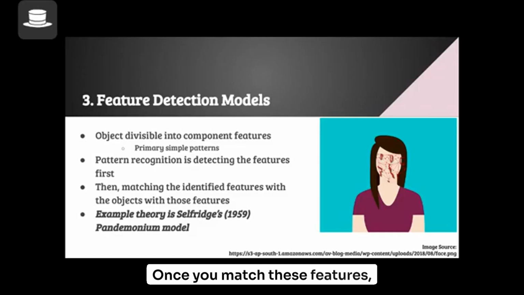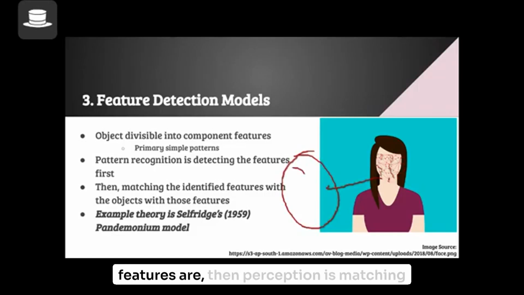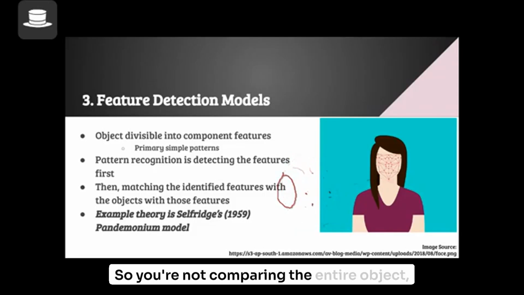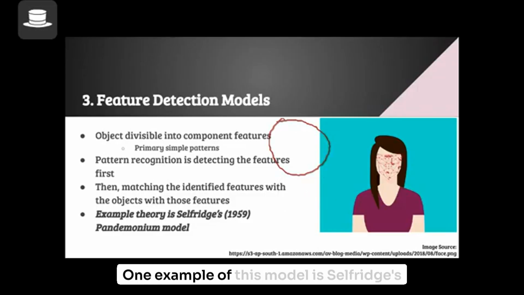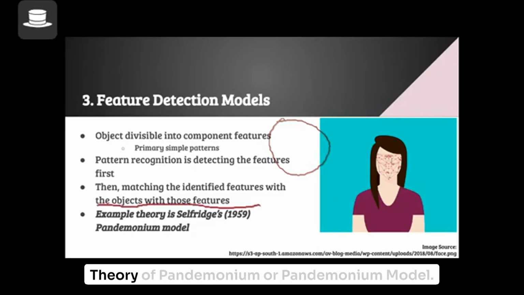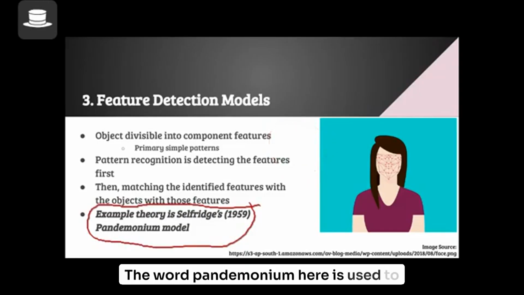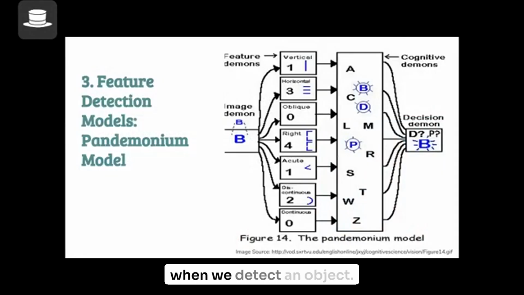Once you match these features and identify from your mind what these features are, perception is matching which objects in your mind have these features. So you're not comparing the entire object, you're identifying individual components. Then you put it together by identifying objects that have these features. One example of this model is Selfridge's theory of pandemonium, or the pandemonium model. The word pandemonium here is used to dramatize what might be happening in our mind when we detect an object.